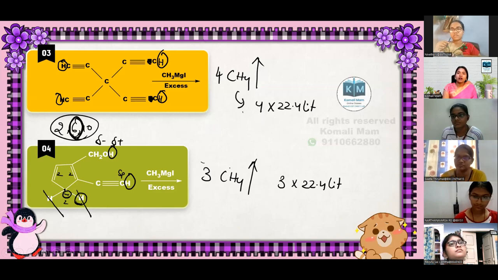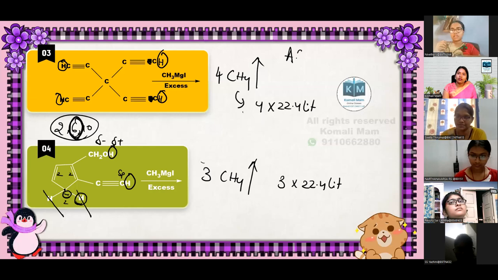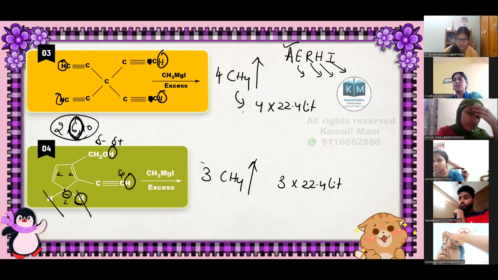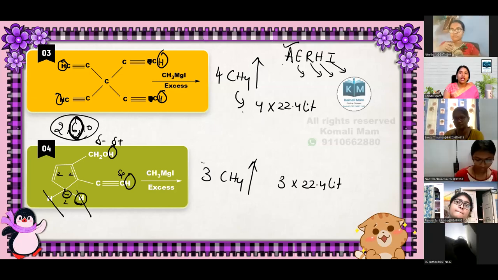This is a rule you will be learning. Highly stable is aromatic. Next, resonance. Next, hyperconjugation, next, inductive effect. That is the order of stability. If any compound is undergoing aromaticity, that means it is a more stable compound. Okay? Shall I go to the next page, all of you? Clear?